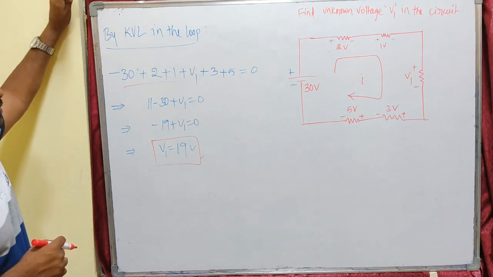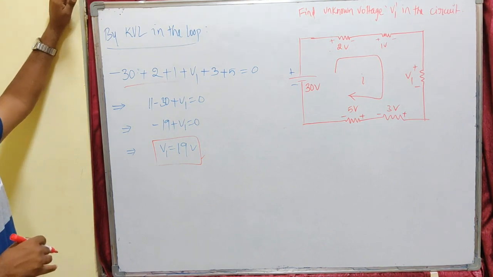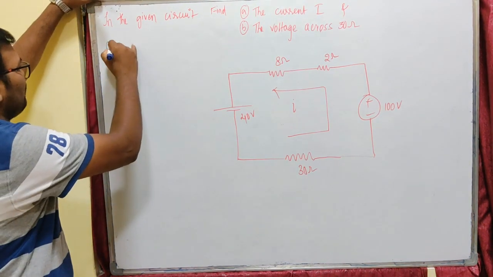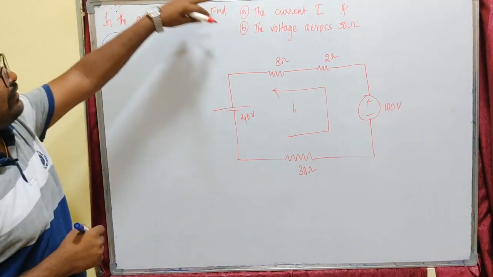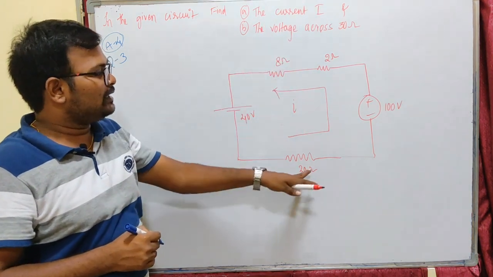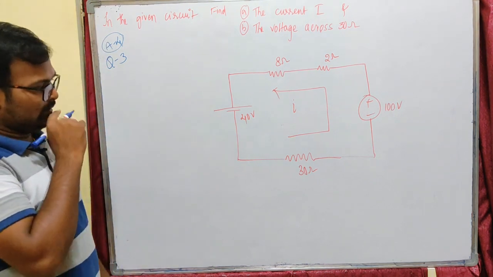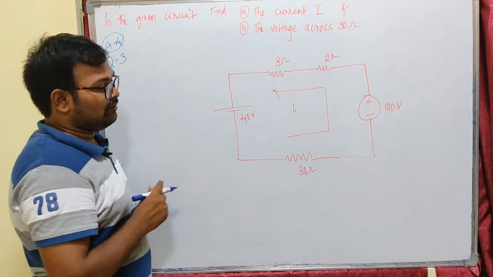Let me give you one problem as an assignment under assignment 4. This is your question number 3 for assignment 4. In the given circuit, find the current I and the voltage across the 30 ohms resistor. You need to find these two, and remember the polarities also. Don't try to solve it directly. Remember the polarities of the resistor and current.